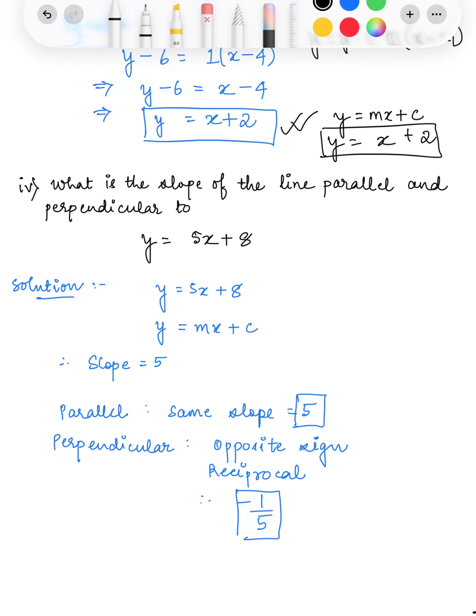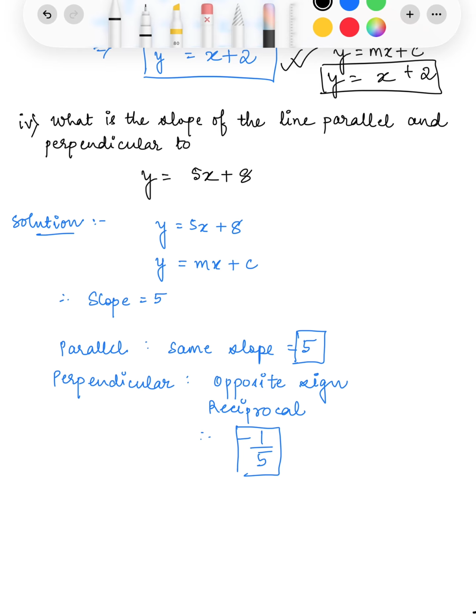Now the last type of question is, what is the slope of a line which is parallel and perpendicular to y equal to 5x plus 8? So this is the line which is given. So comparing it to the standard form, we get that the slope of the line is 5, right? Now for finding any parallel line, we know that it has to have the same slope. So basically, which is very simple, that will be similar to 5.